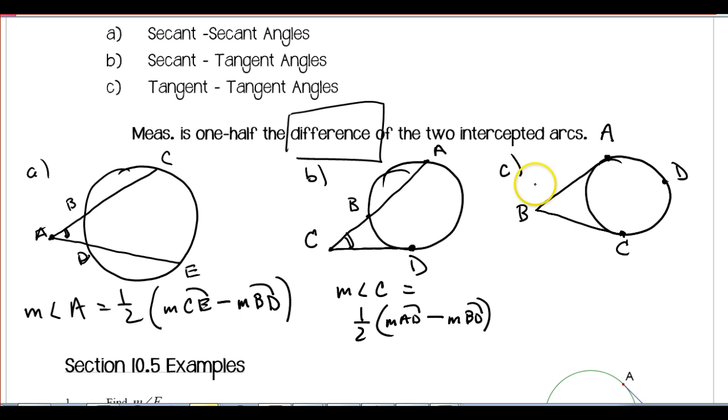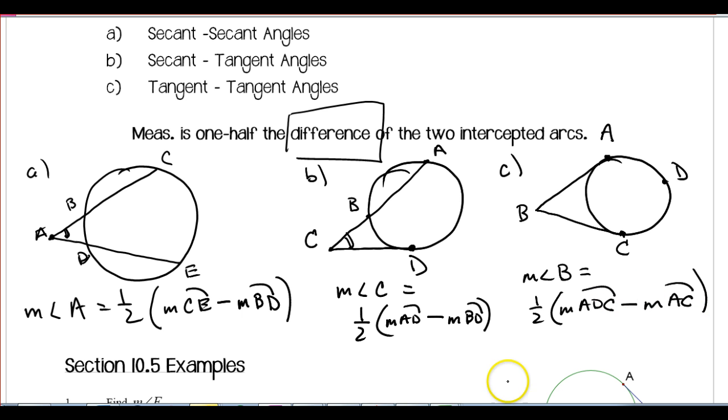So again, angle B has its vertex outside the circle, so we have to figure out what the 2 intercepted arcs are, then subtract them and take half of it. So the measure of angle B is going to be half the difference of arc ADC and arc AC. We subtract those 2, divide by 2, and we've got the measure of the angle. If you have any questions about these, make sure you ask. Keep this handy as you're doing the homework so you can refer back to it.